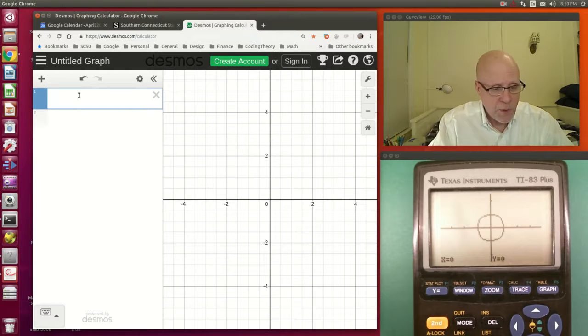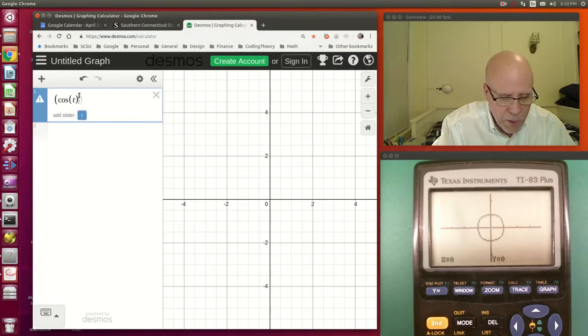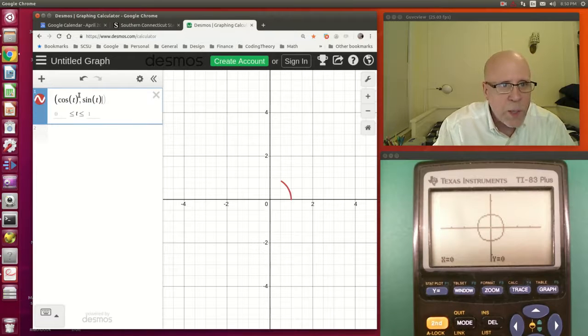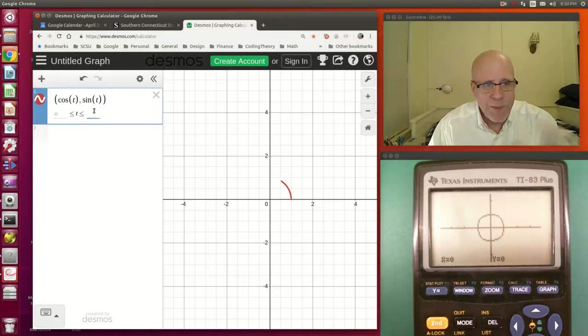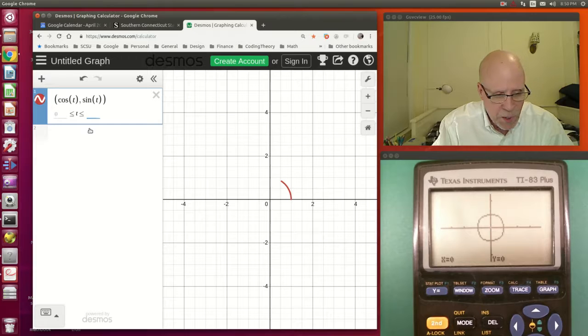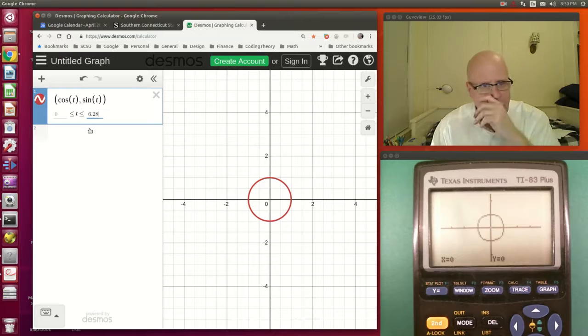I'll just draw a circle for now. If we make a plot that has cos of t in the x-coordinate and sine of t in the y-coordinate, notice how it automatically realized I didn't want a slider for that, but just created a range of values. And the appropriate range for t, if we're going to be talking about drawing a circle, is 0 to 2 pi. Let's put it in as 6.28. Yeah, close enough. So that's how you draw a circle.